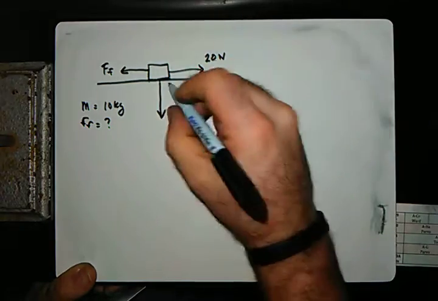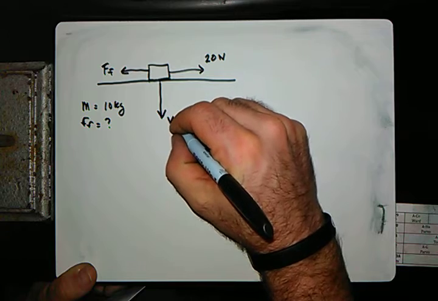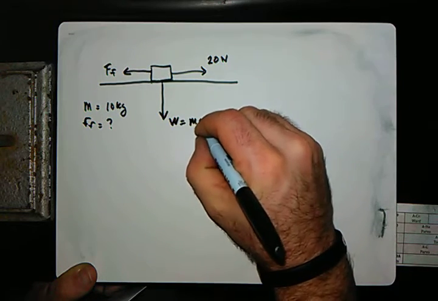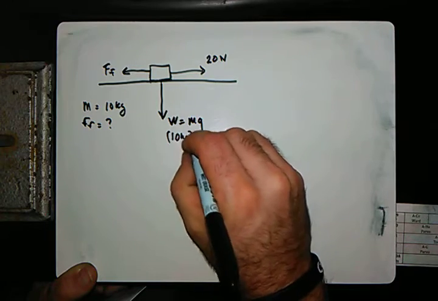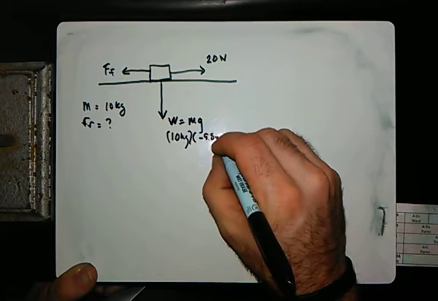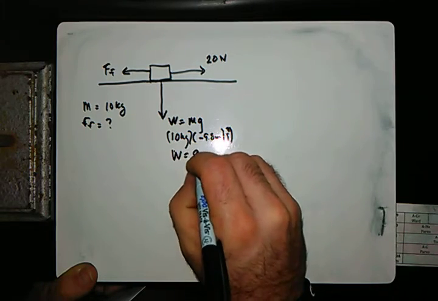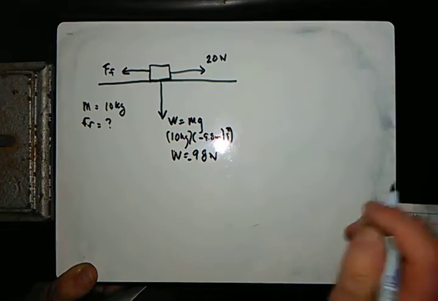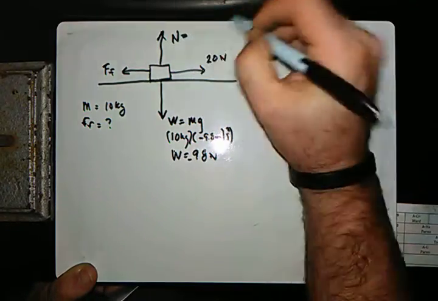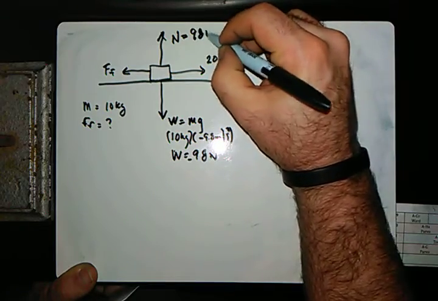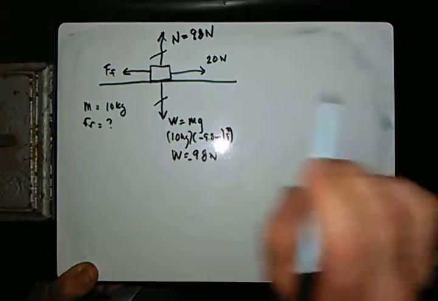I give you the mass. The weight is mass times gravity. The mass will be 10 kilograms, times the gravitational pull. The weight's 98 newtons. The normal force is 98 newtons. Because it's not accelerating up or down, these two actually have to cancel.